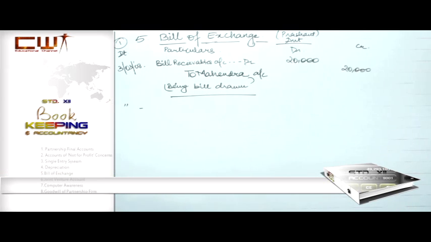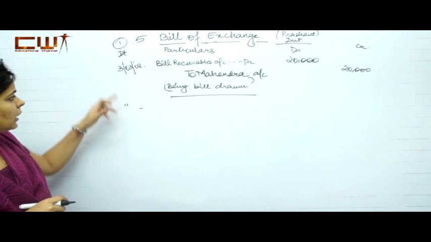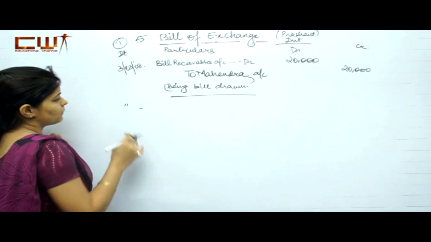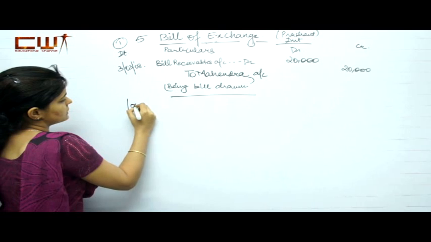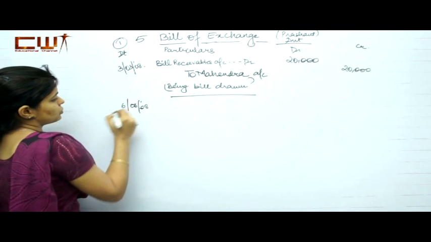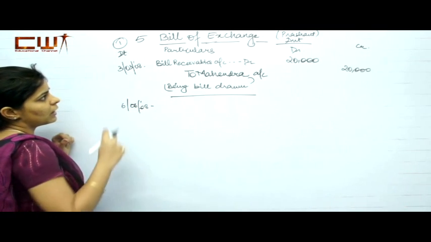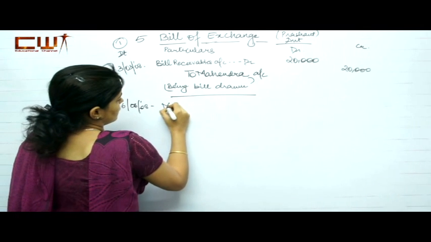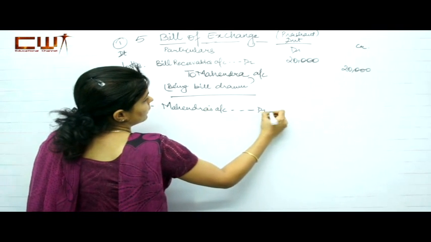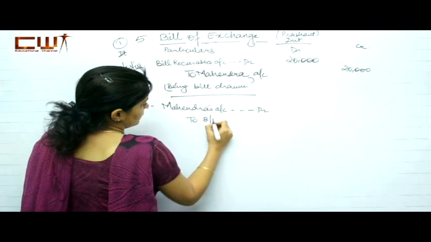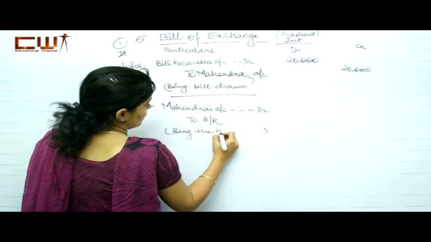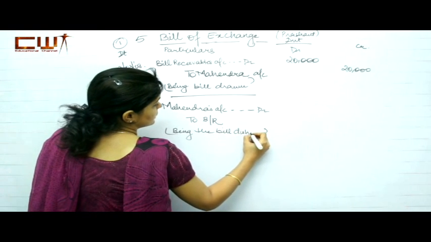Alright. Now you have 3rd of March. 3rd of March means after 3 months, that is March to April, April to May, May to June. So June is which month? 6th, 2008, and plus 3 days of grace, 4th, 5th, 6th. So this is 6th of June, he is dishonoring. Now the entry will just be reversed. Mahendra's account debited to bills receivable. Alright, being the bill dishonored.